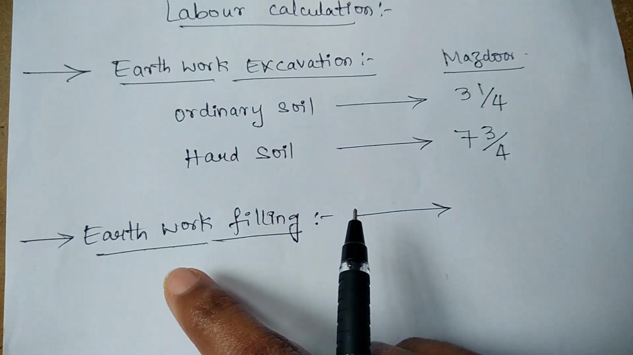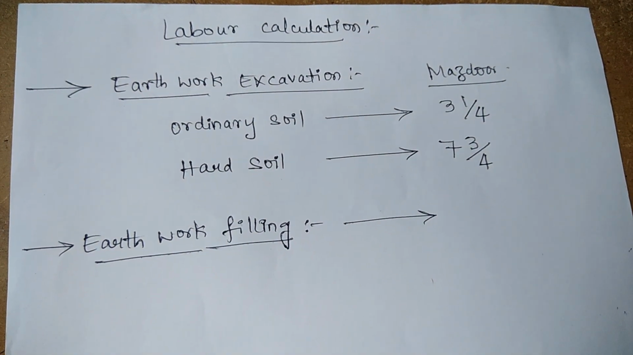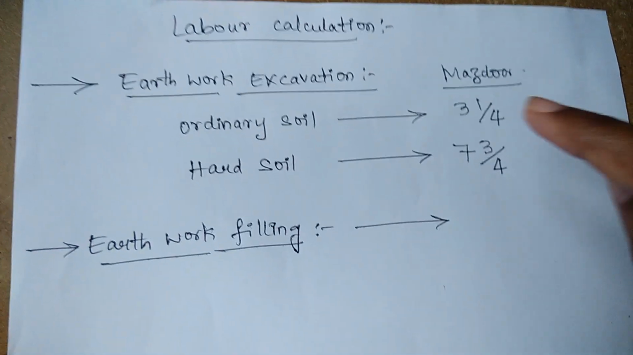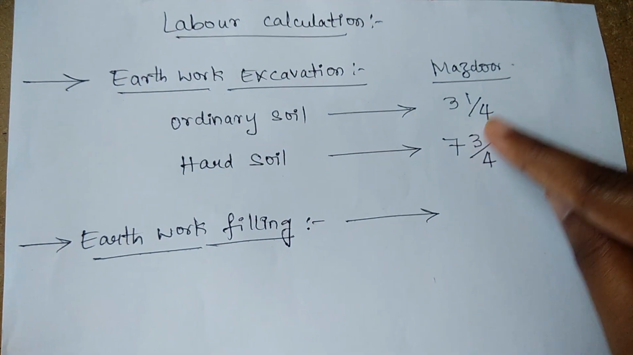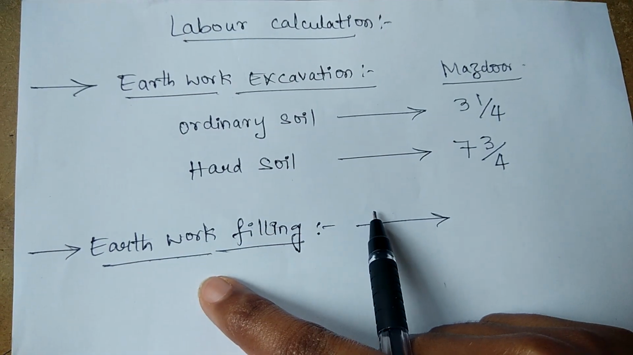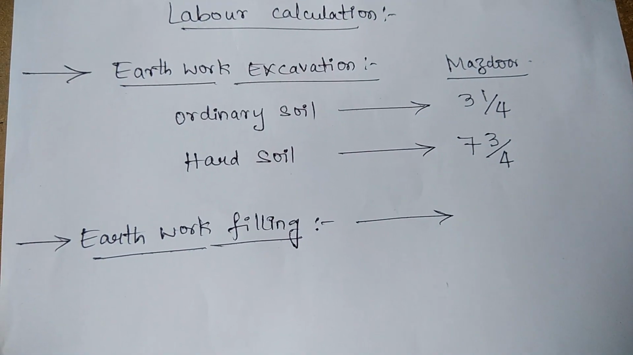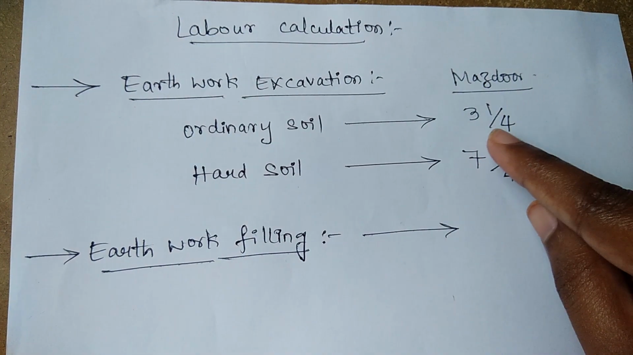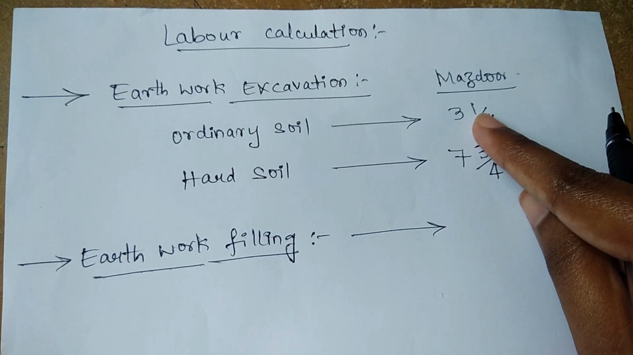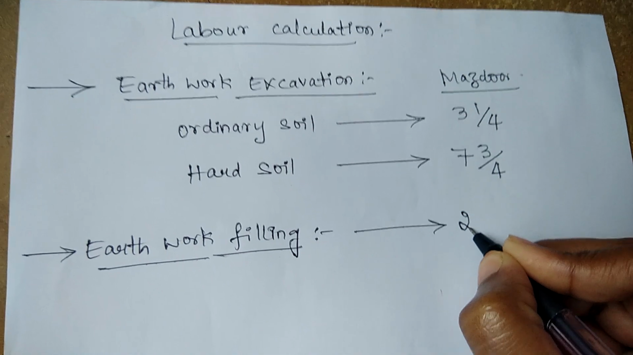Similarly, let us find the quantity of labor for earthwork filling. Here earthwork filling on trenches will be found out with the help of the labor quantity which is required for the ordinary soil. From the same labor quantity, I will be finding the quantity of the labor for earthwork filling. Here, for filling, the type of labor required is again Mazdoor. Hence, now for finding the quantity, let us subtract 3 with 1. On subtracting 3 with 1, you will be getting a value which is equal to 2.